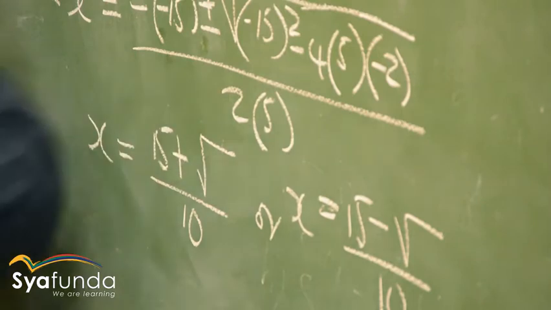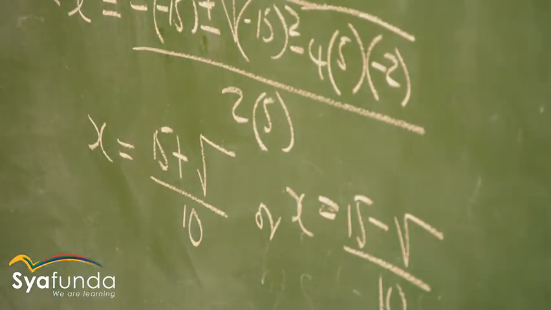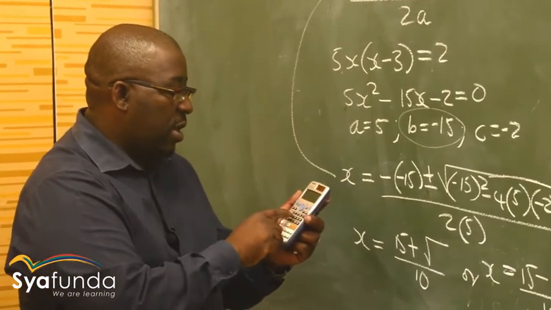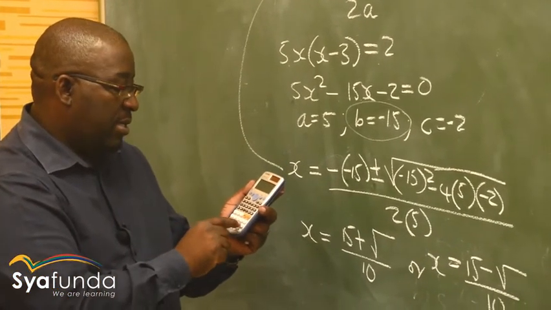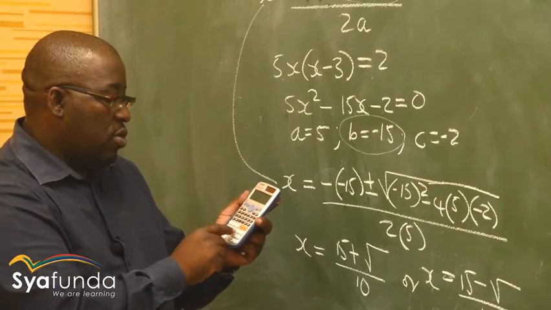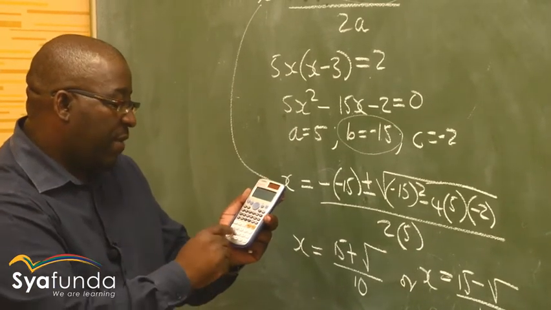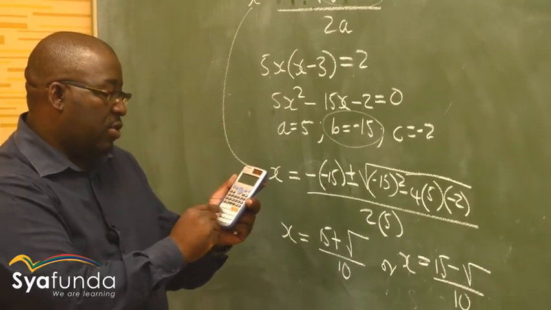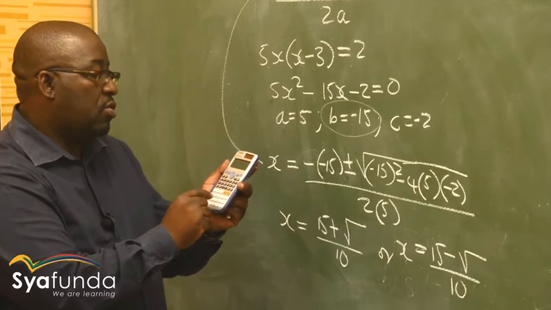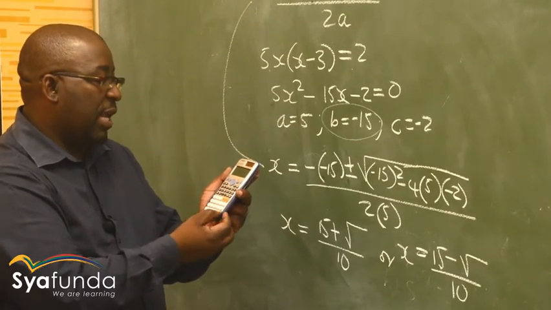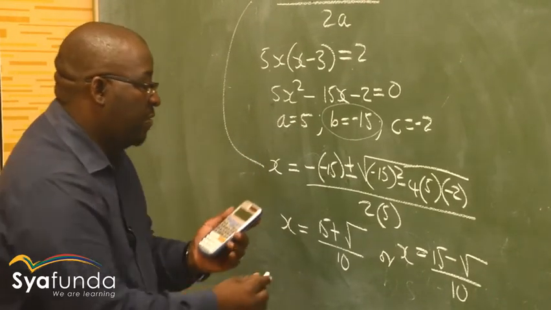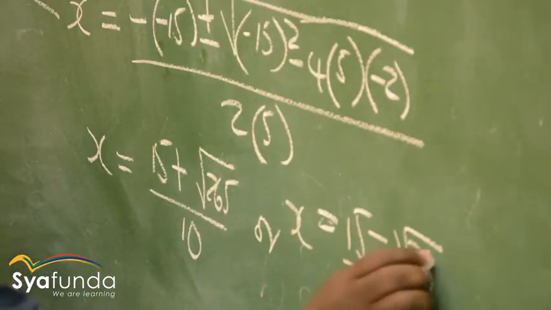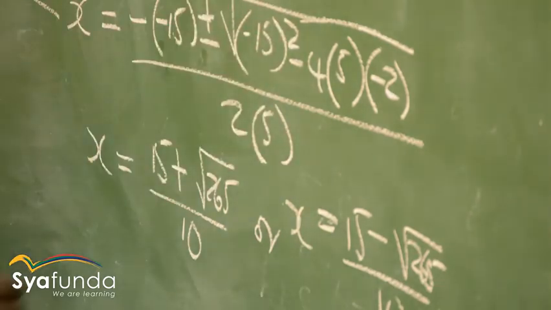Now you work this thing out in your calculator. Let's work this thing together. What is it that I have there under the square root? It's 15 squared minus 4 into, I've got 5, close this bracket, open another one, then minus 2. I close the bracket. I see what I get under the square root sign. It is 265. 265 in both sides is going to be the same thing, because I'm getting it from the same thing.